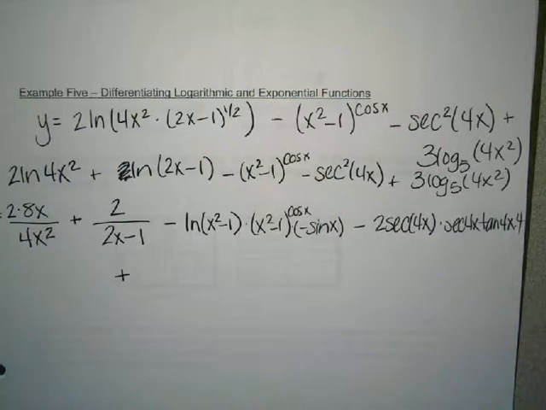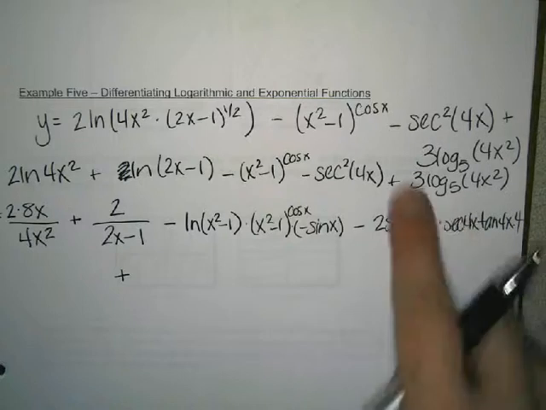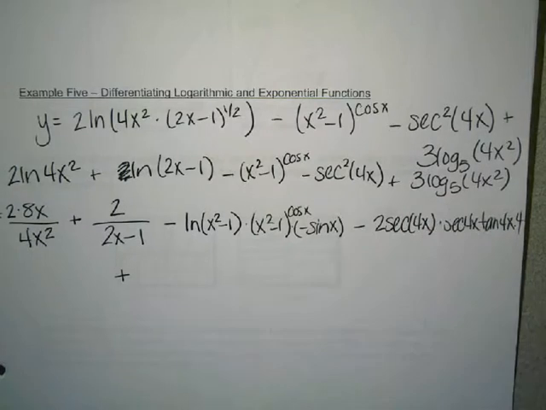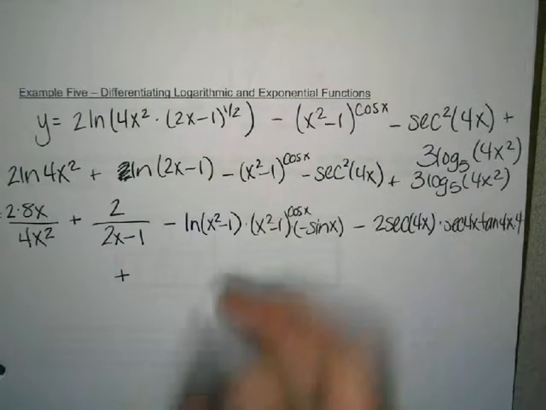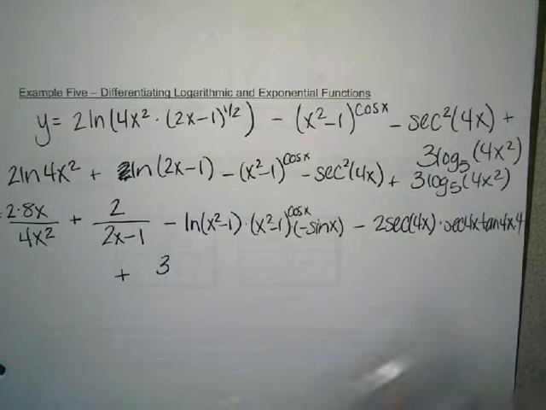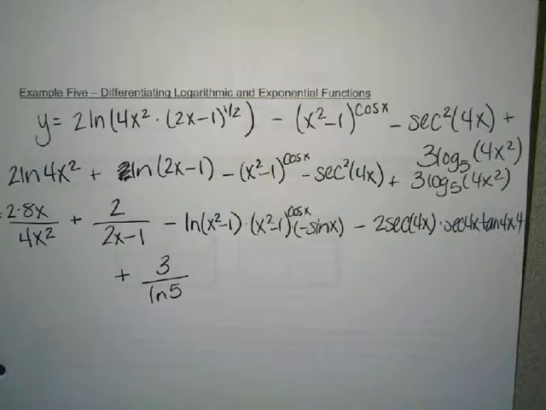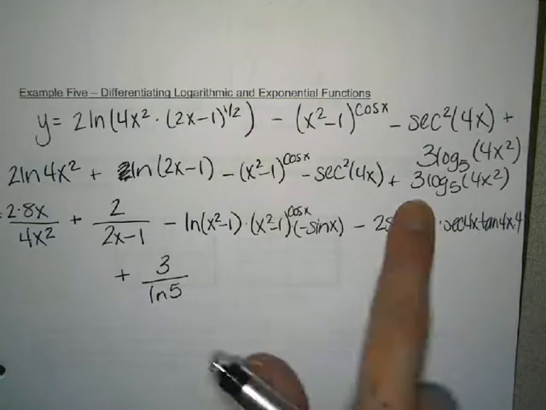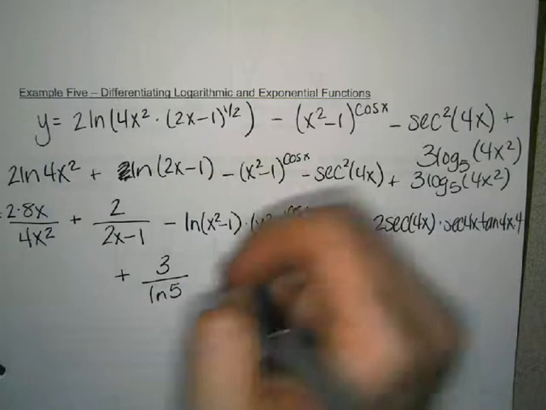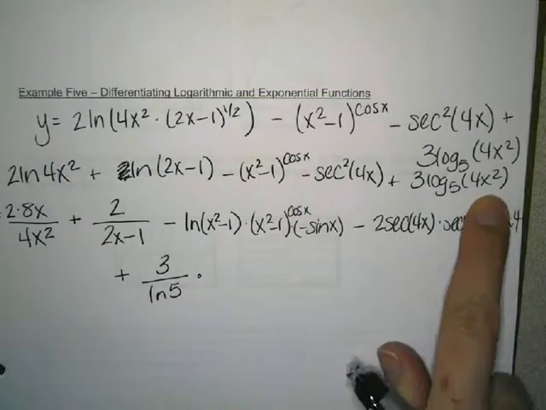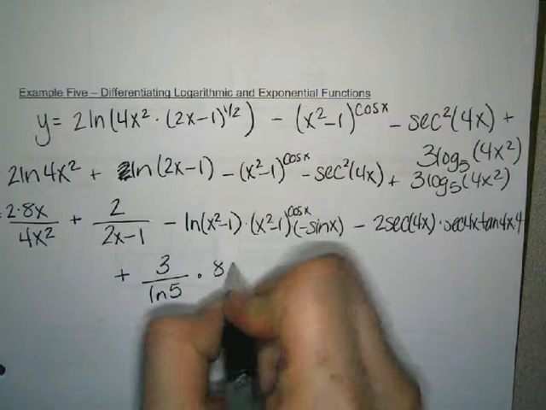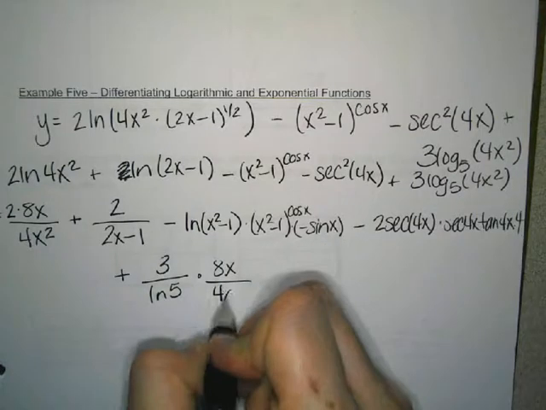And then the last part here would be taking the derivative of that log base 5. So that derivative rule is 1 over ln of a times u prime over u, where u is my argument here. So the 3 is going to be on the top over ln of a. It is 1 over ln of a, but the 3 is there, so it has to stay. And then multiplied by u prime over u. So u prime is going to be 8x over u, 4x squared.